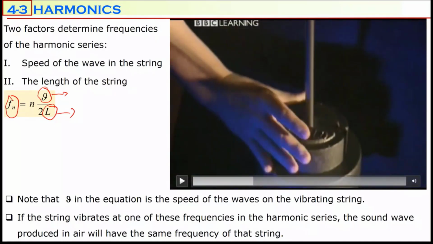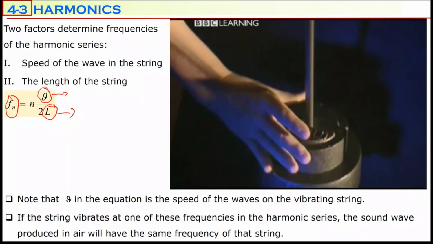So when he adds extra weight, what is he doing? He's changing a property of the medium. If you add more weights, you increase the tension in the string. Remember, you can change the speed of a wave in a medium in two ways. One is to change the medium type. The second is to change a property of the medium. Here he's adding more weights and increasing the tension in the string. If you increase the tension, the wave moves faster. And if the wave moves faster, you are going to hear a higher frequency.